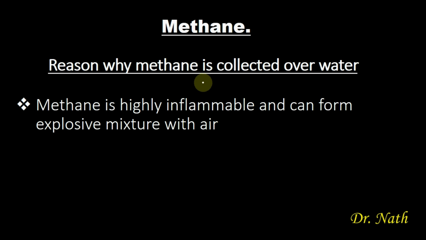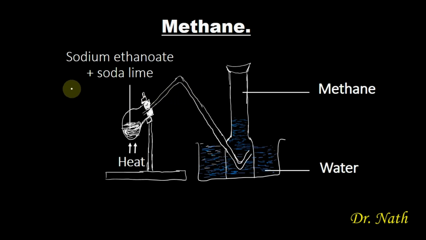So in the lab, like I've said, methane is prepared by the reaction of sodium ethanoate and soda lime. So when the mixture of sodium ethanoate and soda lime is heated, sodium carbonate is produced and also methane is produced. So the methane as a gas will flow down this tube down and it will be collected over water, and you have methane here.